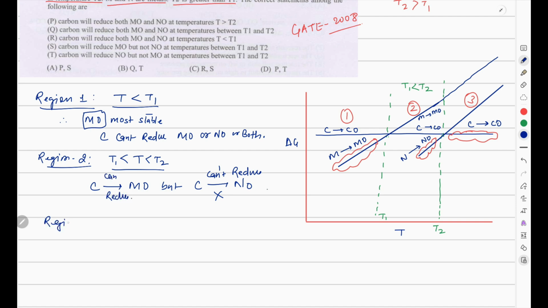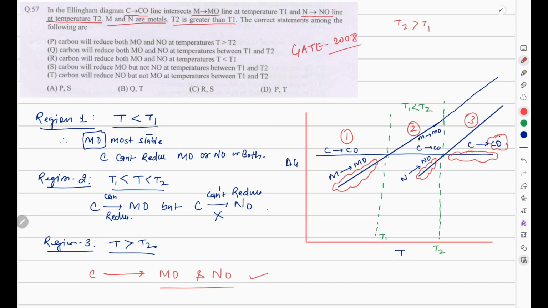And region 3, temperature greater than T2. Again, if carbon wants to reduce a metal oxide, it should have the capability to form carbon monoxide over all other oxides. So we can clearly see from the graph that carbon monoxide is the most stable phase. So for this case, carbon can reduce both MO and NO. Now we will check the options.